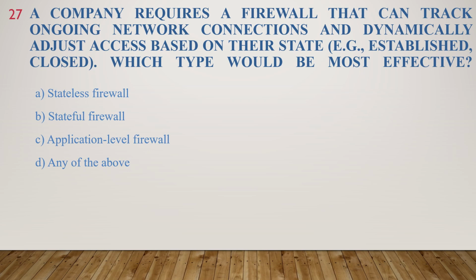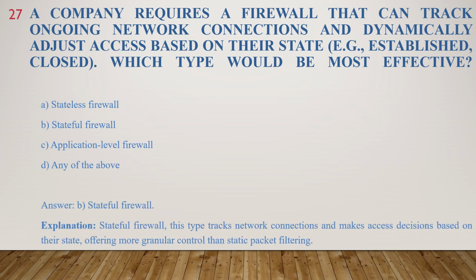The question number 27. A company requires a firewall that can track ongoing network connections and dynamically adjust access based on their state, for example, established, closed. Which type would be most effective? A. Stateless firewall. B. Stateful firewall. C. Application-level firewall. D. Any of the above. The most effective type of firewall for tracking ongoing connections and dynamically adjusting access based on their state is B.